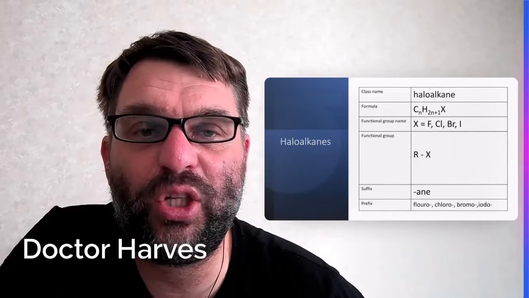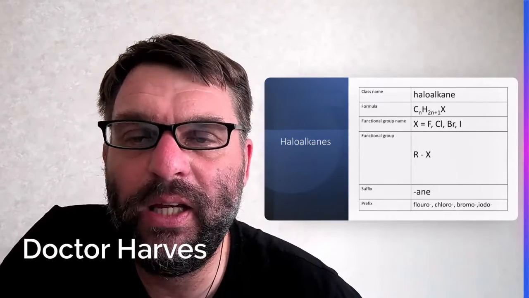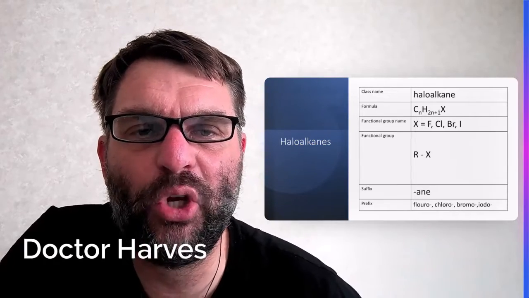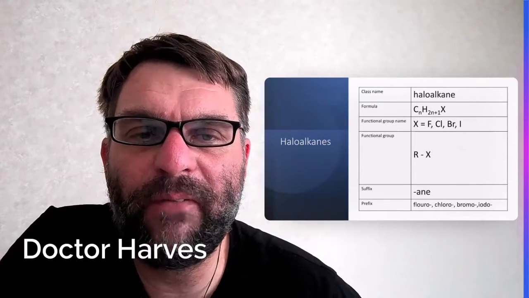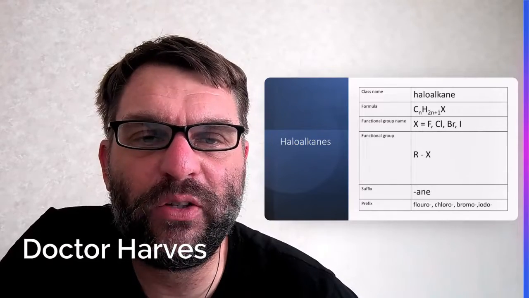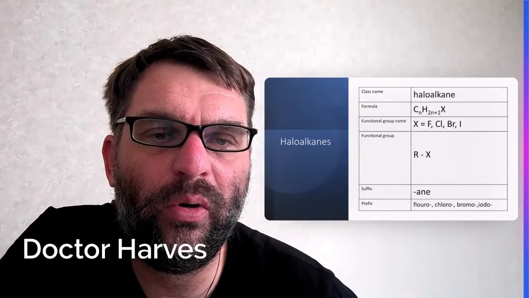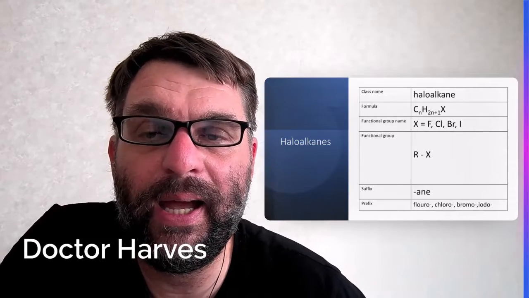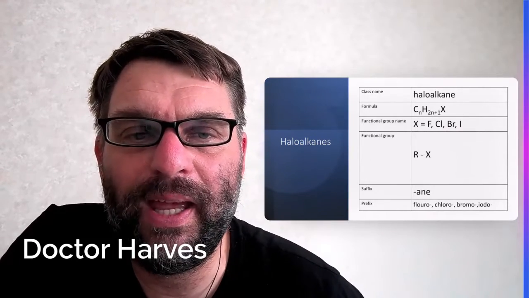And the functional group essentially is an R, which is the alkane chain, or alkyl chain, plus the associated halogen. So the suffix will be the -ane, and the prefix will be your fluoro, chloro, bromo, and iodo, depending on what halogen is bonded to the alkane.